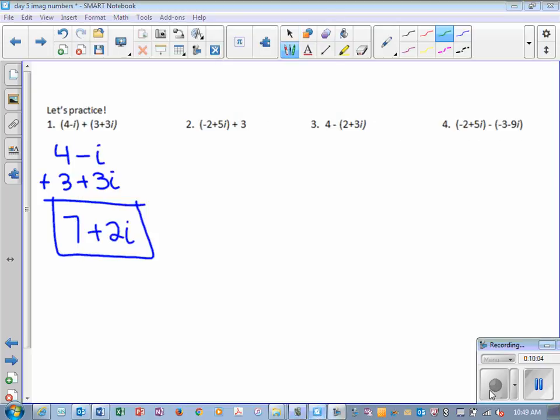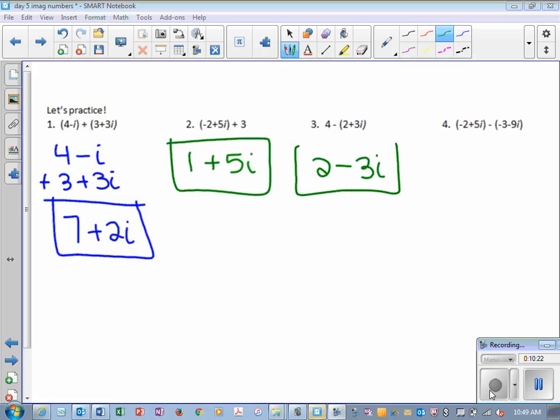All right, does anyone have number 2 for me? 1 plus 5i. All right. How about number 3? Anybody else? 2 minus 3i. And how about number 4? Kevin, did you put in number 4? What'd you get? 1 plus 14i. Cindy and Ethan, did you guys get these too? Are they good?